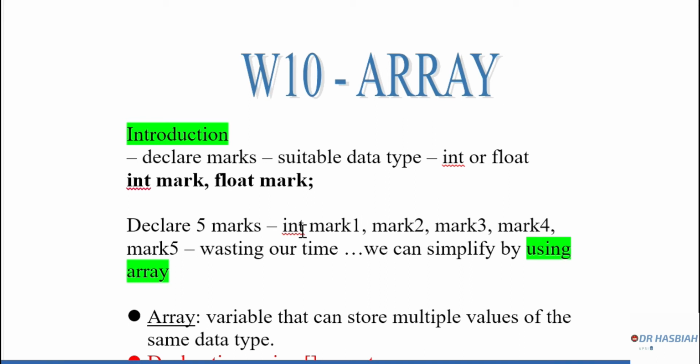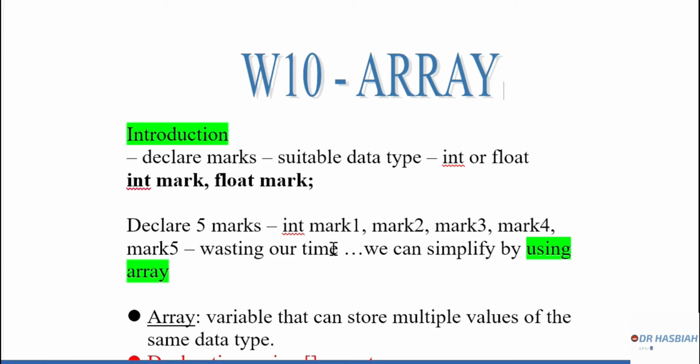So in this case, if you have several variables here and they have the same data type, we can use array. Let's say you have mark 1 integer and then mark 2 you have float. So in this case you cannot use array. So why do we need to use array?